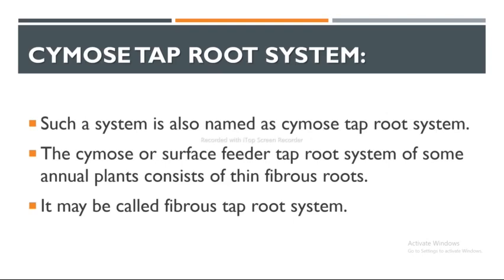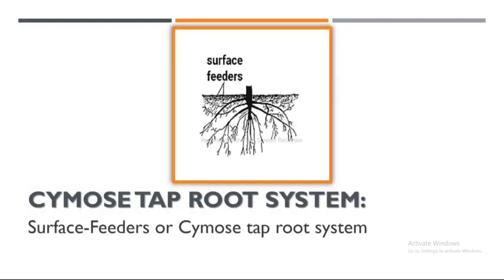The cymose or surface feeder taproot system of some annual plants consists of thin fibrous roots, and it may be called the fibrous taproot system. So this is the cymose taproot system. Surface feeders, or cymose taproot system, as shown in the figure.